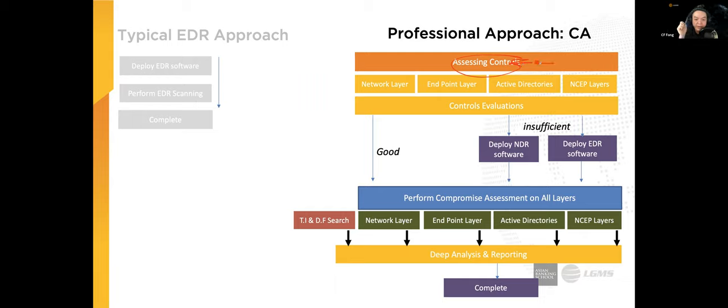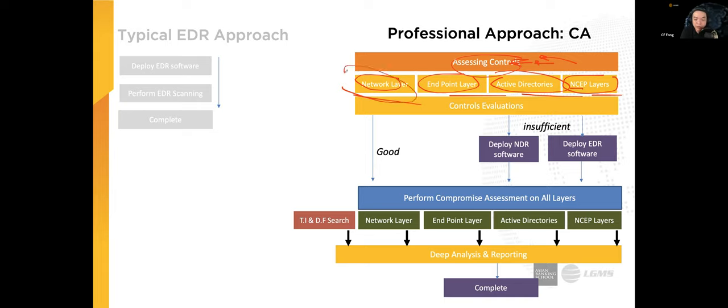This is a very key, critical stage that most of us will miss out. If you're not coming from a digital forensic background, most of this evaluation will be missed out. So we'll be looking at the network layer, the endpoint, active directories, and non-computer equipment. Non-computer equipment is like your print servers and your CCTV systems that could have been compromised, or could have a firmware loophole that allows people to do lateral movement. So we'll be looking at all of these controls first.